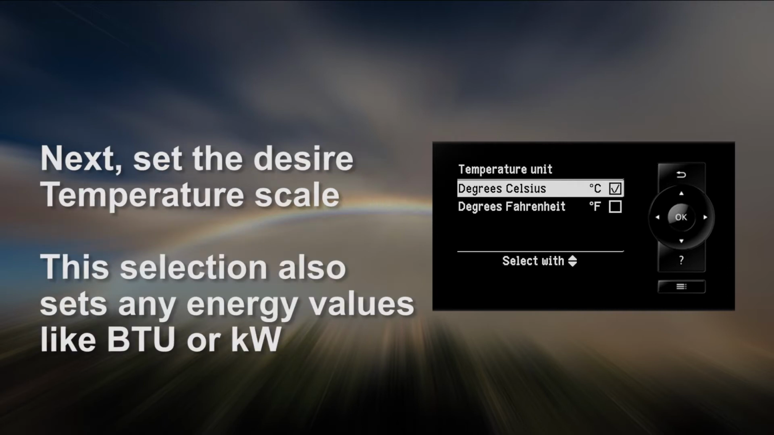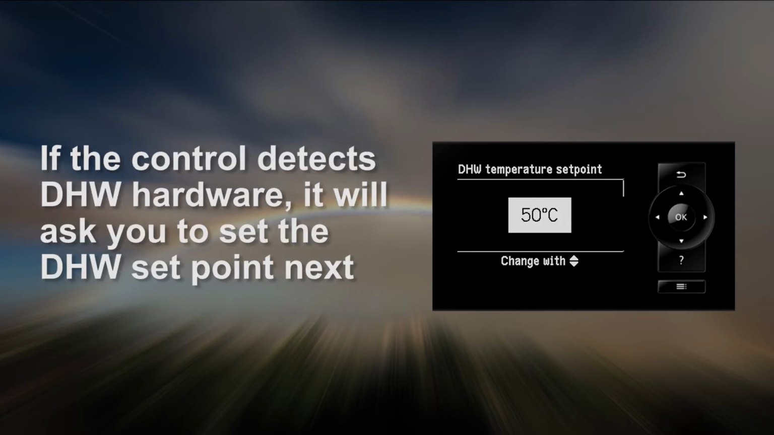Next, set the desired temperature scale. This selection will also set any energy values like BTUs or kilowatts. If the control detects DHW hardware, it will ask you to set the DHW set point next.